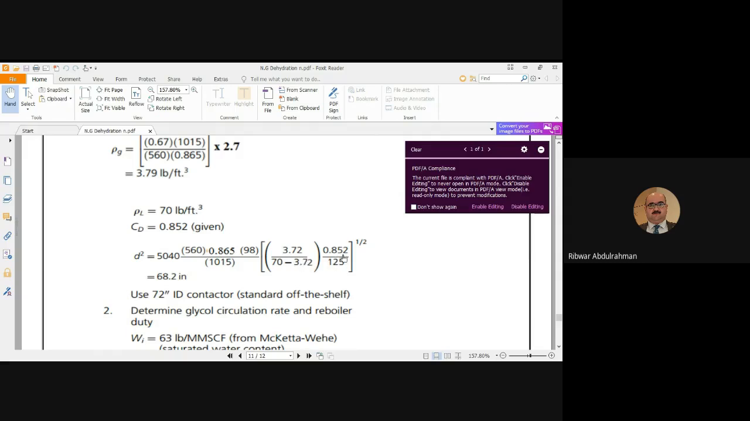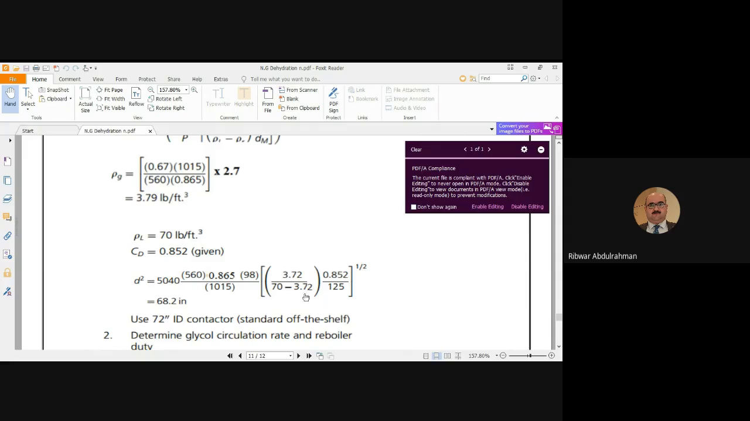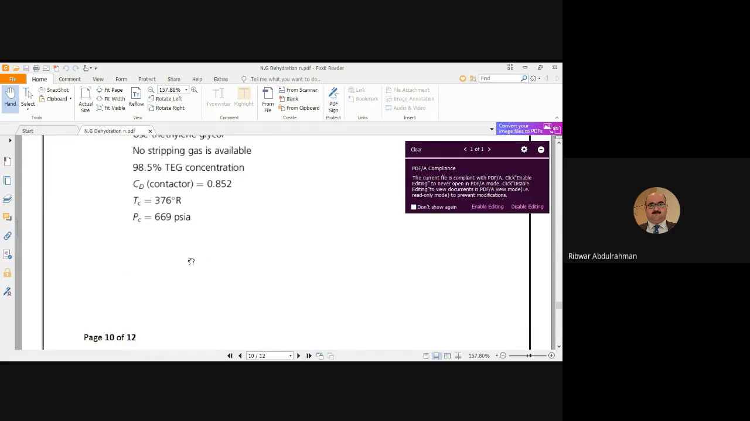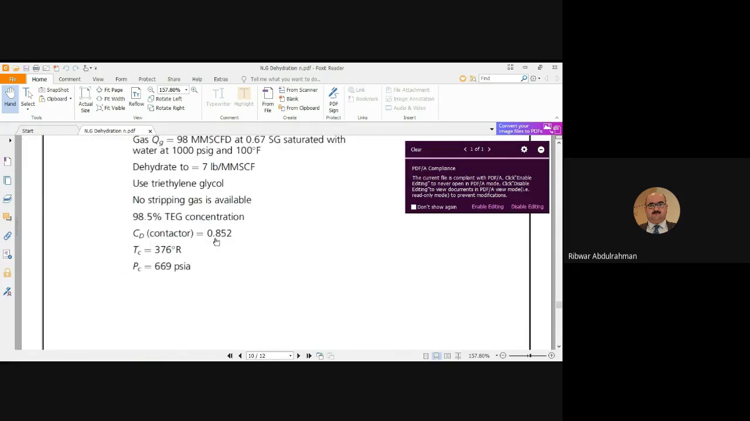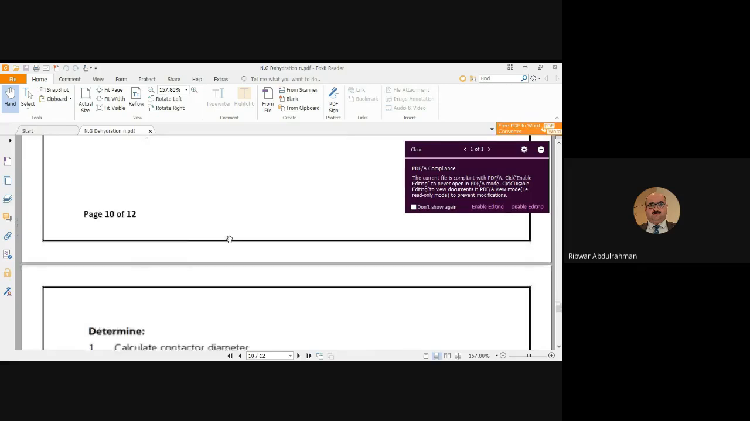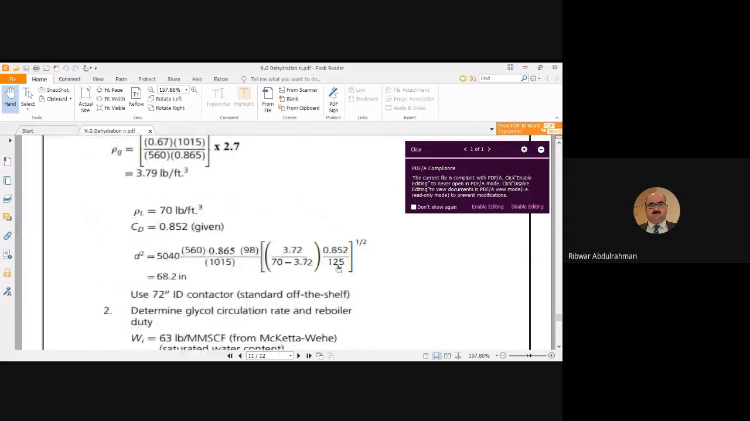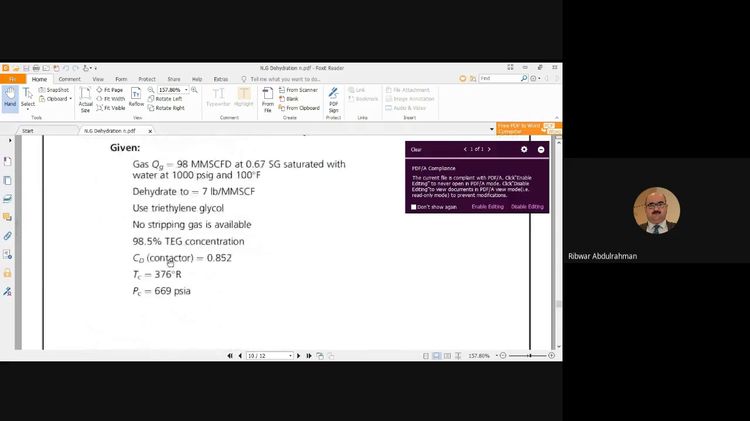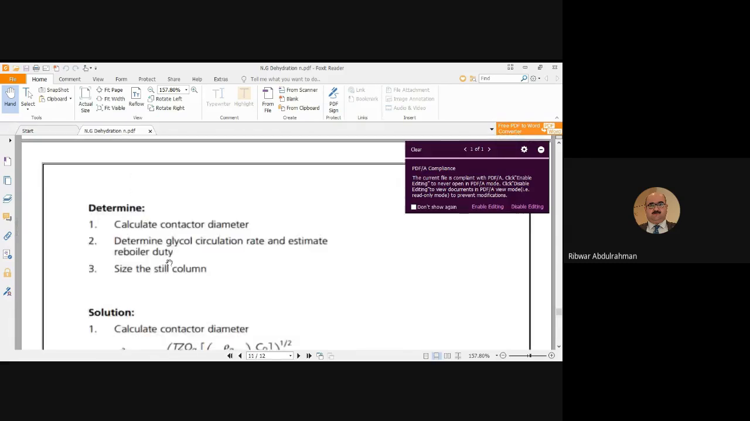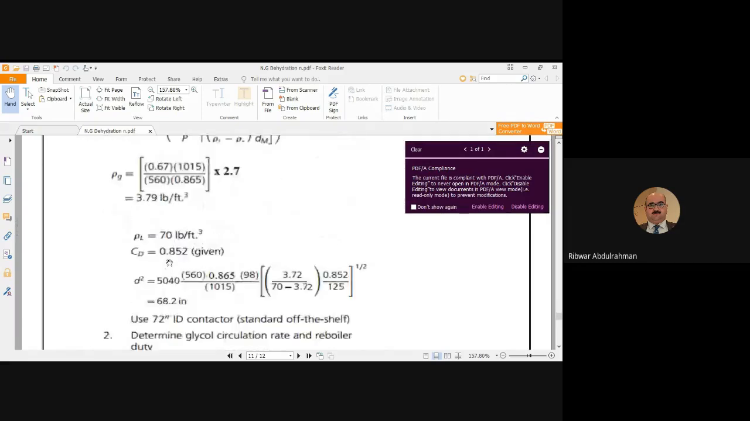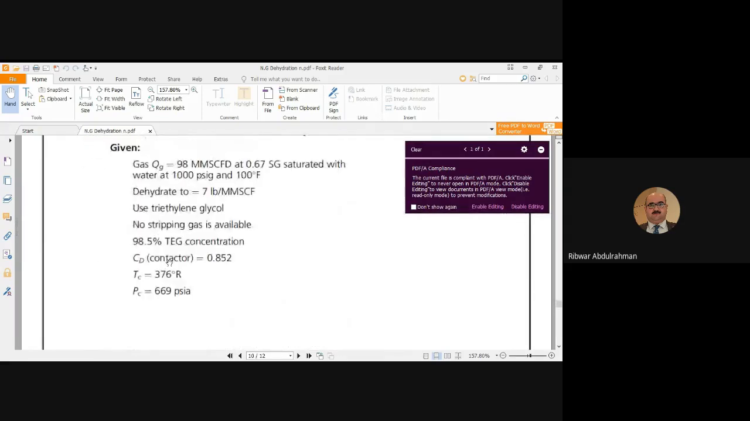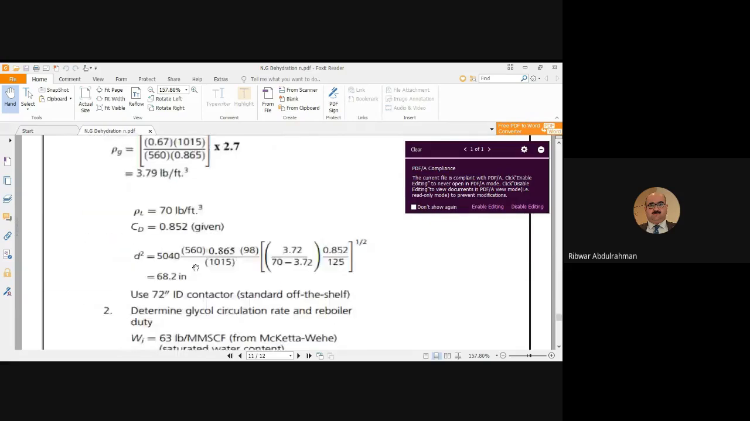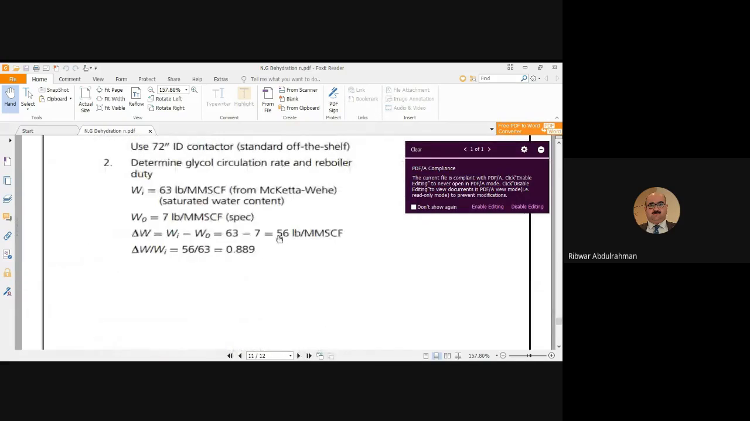Here we need, for example, the CD for the contactor, which is 0.852, which is given, and we also need the DM. It's also given in this problem. For example, DM here, we say it's in the range between 120 to 150. So don't worry, it will already be given.